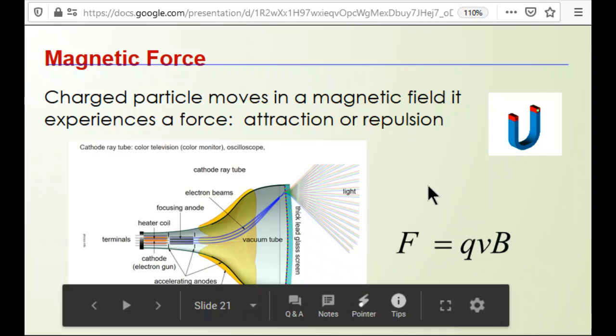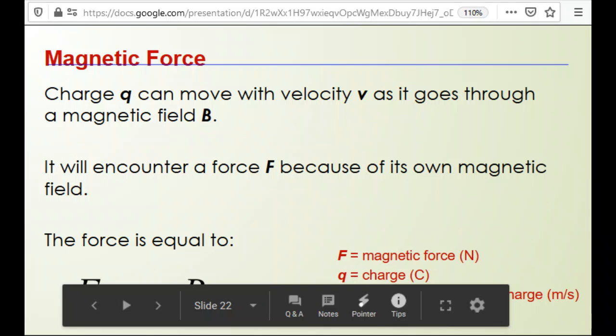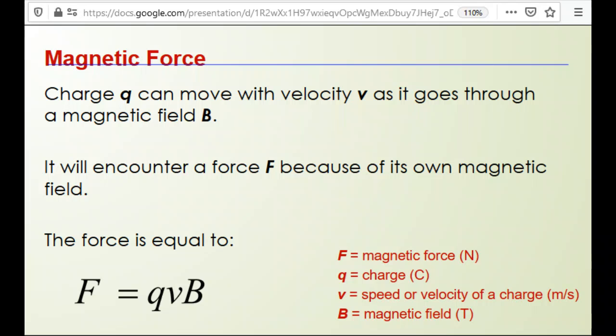We're going to skip this slide, and we'll come back to it in a future assignment. But the force that is felt by a moving charge is given to us by the equation F = QVB, where F is the force felt on the charge, measured in newtons. Q is the charge, measured in coulombs. V is the velocity that the charge is moving, measured in meters per second. And B, a new variable that we're using, represents the magnetic field, and that is measured in a unit called teslas.